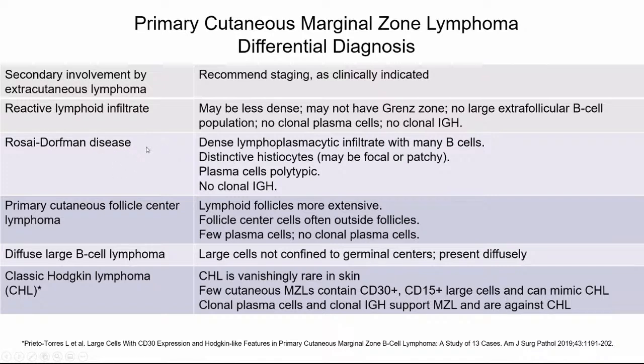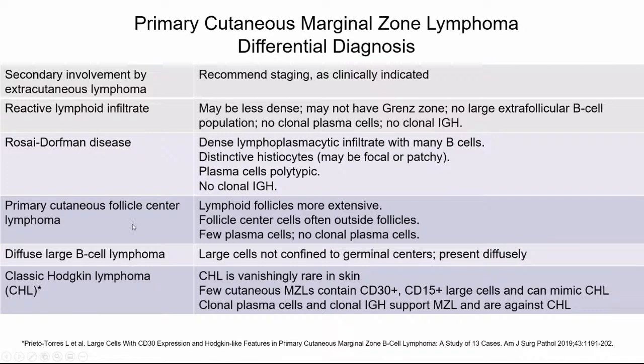Rosai-Dorfman disease can sometimes come into the differential of cutaneous MALT lymphoma. And in Rosai-Dorfman disease, you see a dense lymphoplasmacytic infiltrate. It does contain many B cells, but there's the distinctive histiocytes that should clue you into the diagnosis, although these may be focal or patchy. The plasma cells are polytypic, and you do not have clonal immunoglobulin heavy chain gene rearrangement.